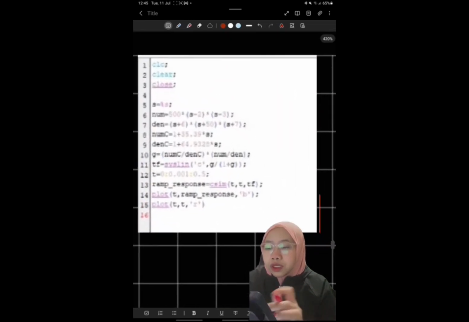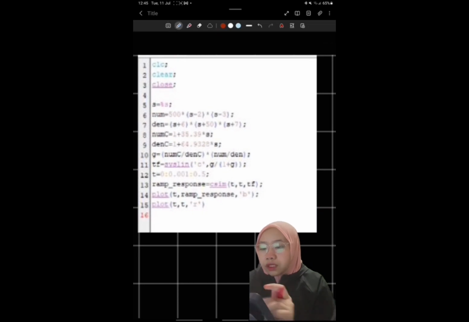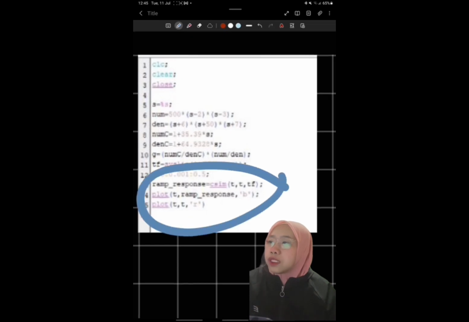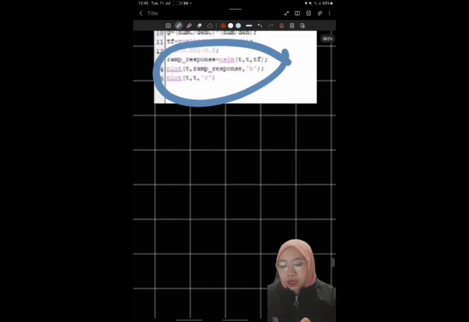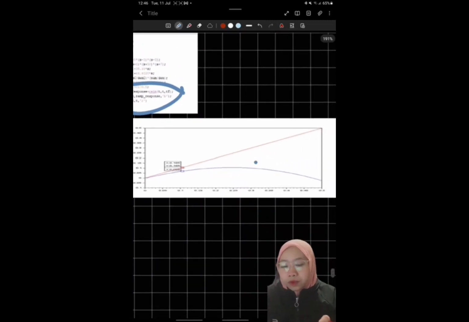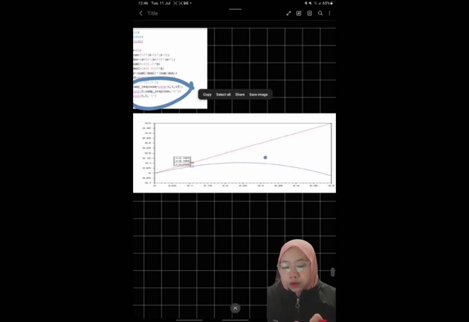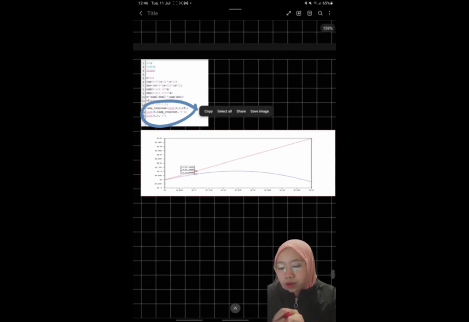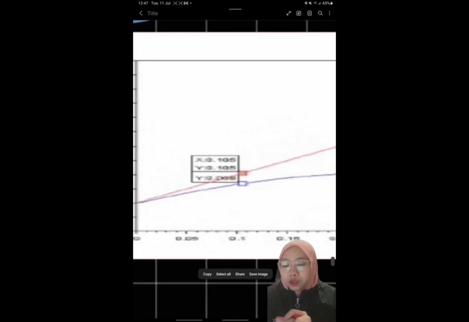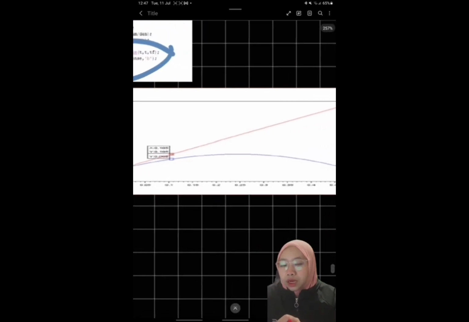This is the coding. To find the ramp response, we have to add the ramp response of the transfer function like this. After we write this sentence, we get this. The X is 0.105, Y is 0.105, and Y is 0.006. And we get it like this.